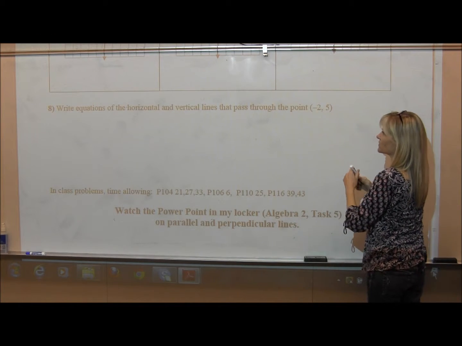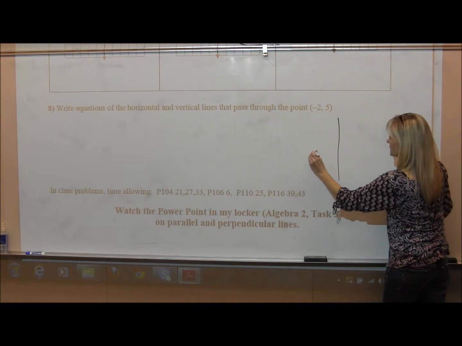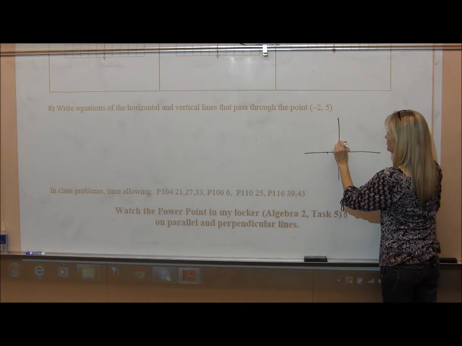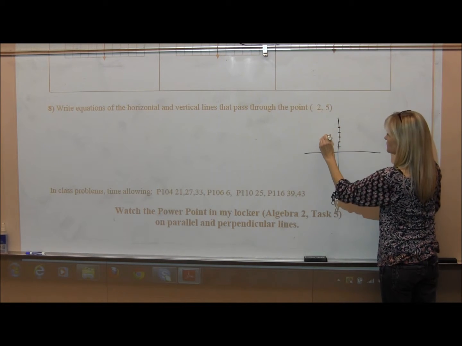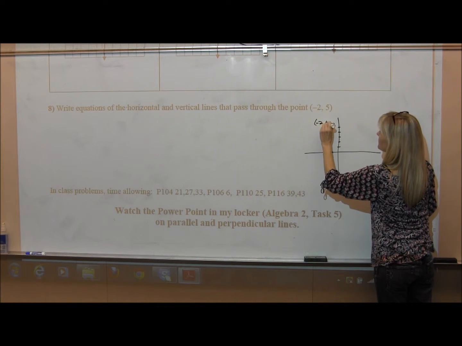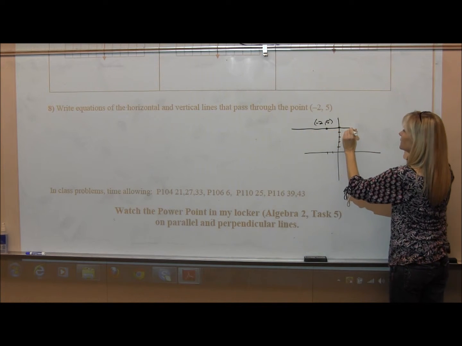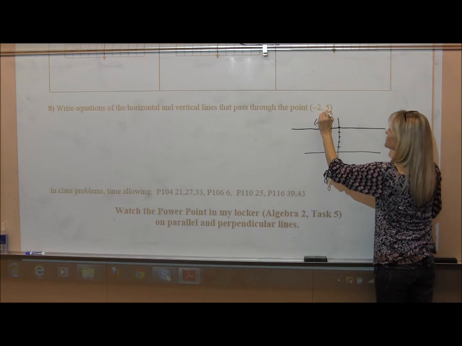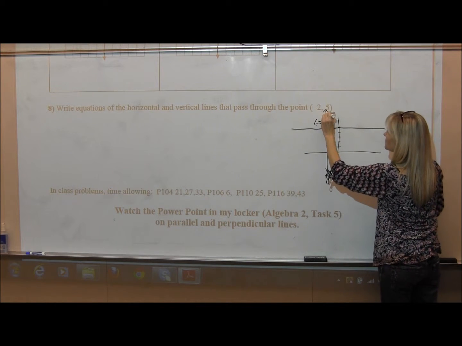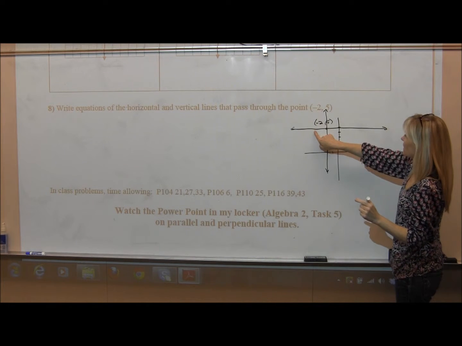Write the equations of horizontal and vertical lines that pass through this point. So first, let's plot our point. And it'd be better to do this on graph paper. So this is negative 2, 5. And here's the horizontal line, okay? And here's the vertical line that goes through negative 2, 5. What is the equation of this?